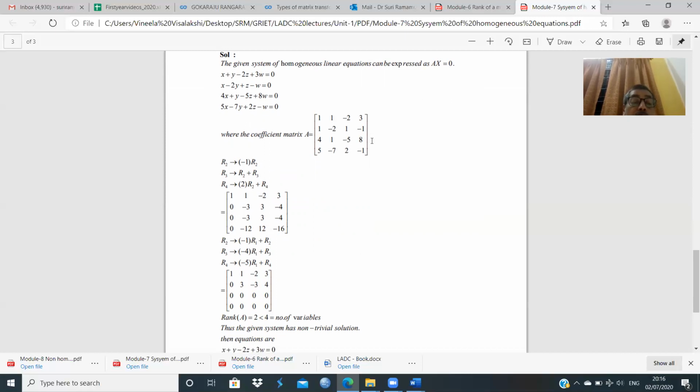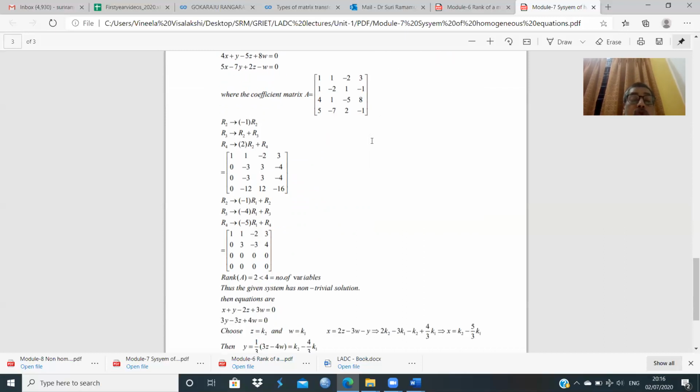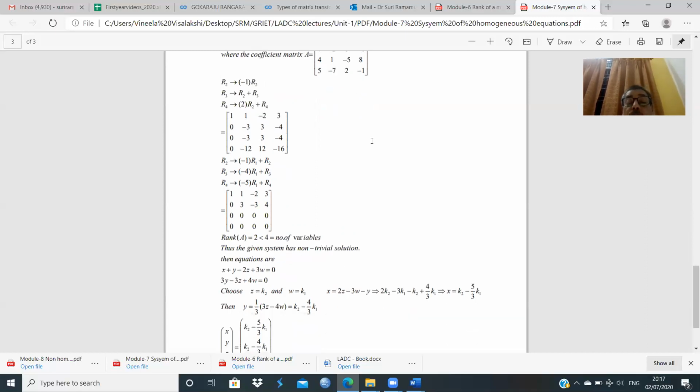In this problem, you will find that in stage 2, below the second pivot element, you get both zeros. And you find that row 3 and row 4 have both been reduced to zero rows. So from this, we can conclude that the rank of the coefficient matrix is 2, which is much less than the number of unknowns. So the rank of A will be 2. And then let us see how to get a solution. Remember, whenever the coefficient matrix is rank deficient, we can get infinitely many non-trivial solutions.